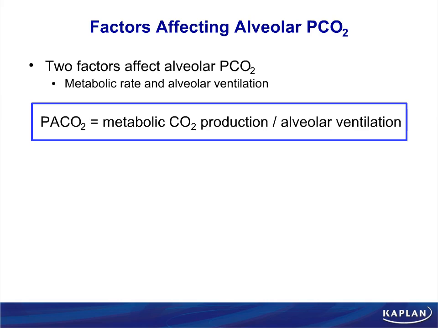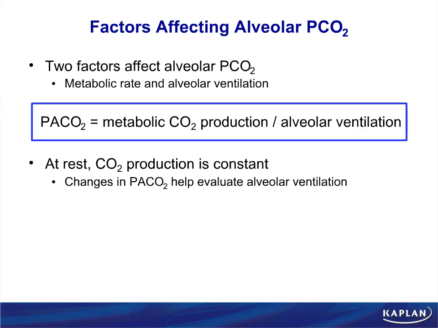And again, hopefully that makes sense, because it's the lungs' job to blow off, get rid of CO2. The greater the ventilation, the more I'm blowing it off. At rest, CO2 production is pretty much constant. And so changes in alveolar CO2 can help evaluate alveolar ventilation. I also want to point out that alveolar CO2 is arterial, and arterial CO2 is a tightly regulated variable. We must regulate CO2 very, very tightly.